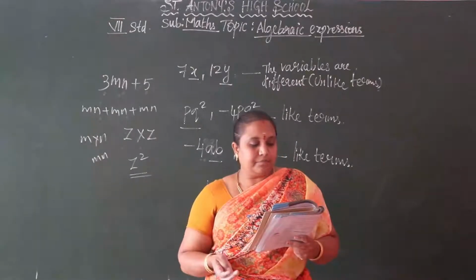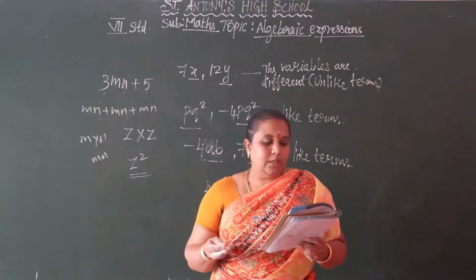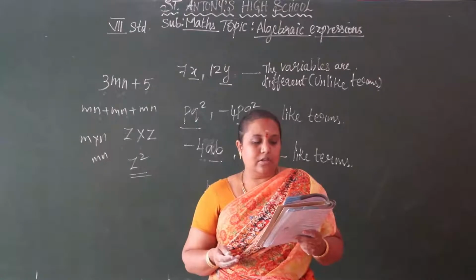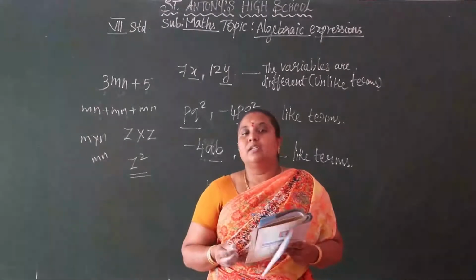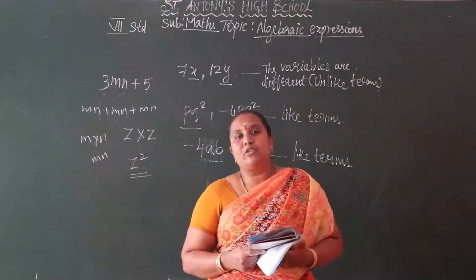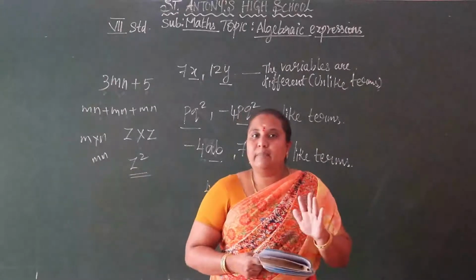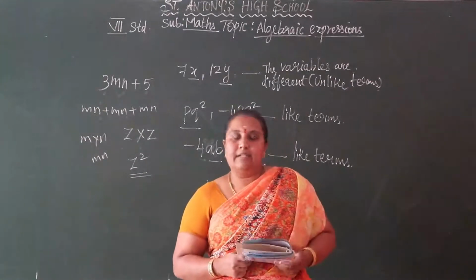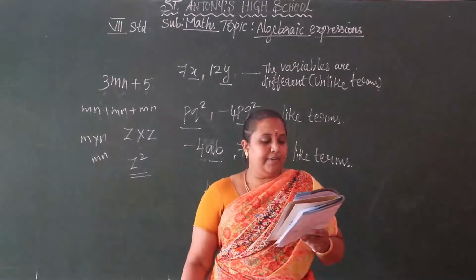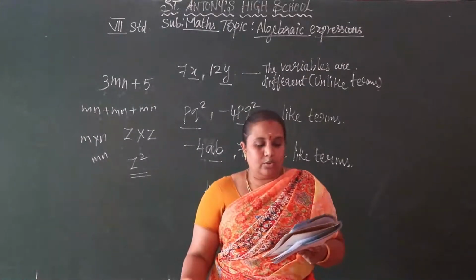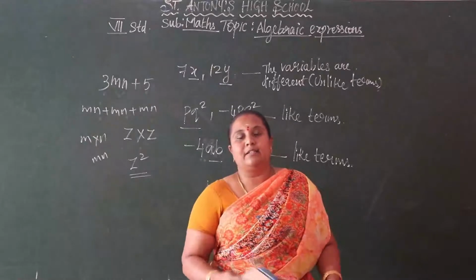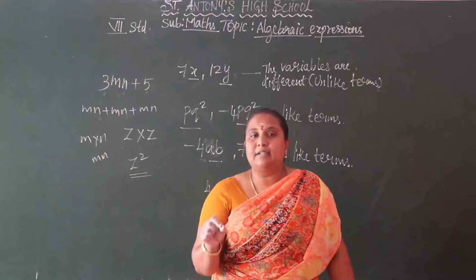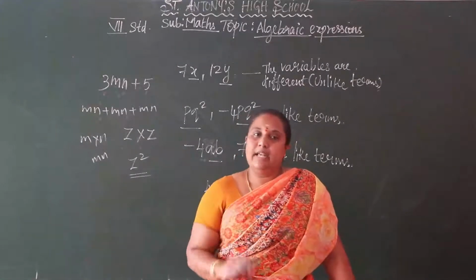Then state whether a given pair of terms is like or unlike terms. Like or unlike terms is based on the variables. If there are no variables, only constants, then all the constants are like terms. Then identify the like terms in the following. You have to write only the like terms from the given expressions.